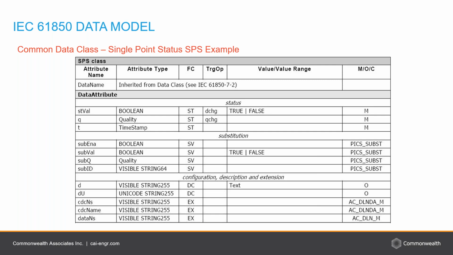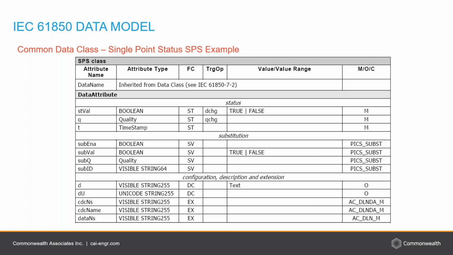Okay, so in front of our screens, we have an example of the common data class that I was talking about. This particular example is of the single point status common data class. So the common data class can be thought of as a template. This template will contain various further information given by the data attribute of the common data class. The data attribute will have the attribute type and also the functional constraint.